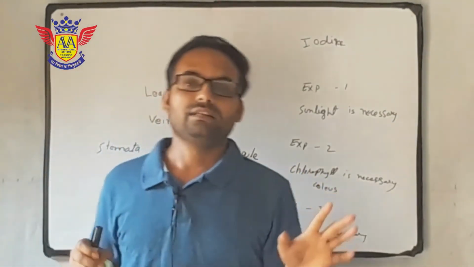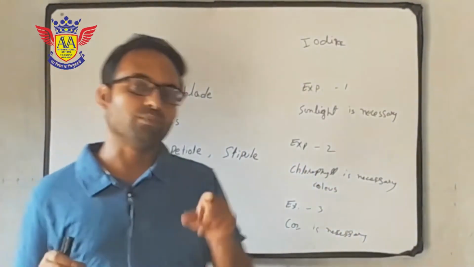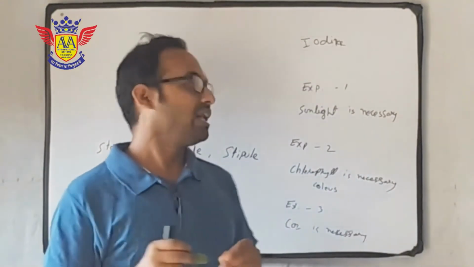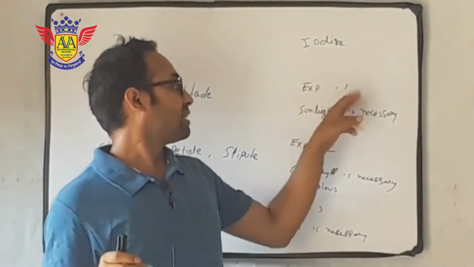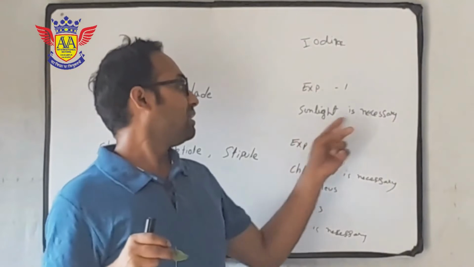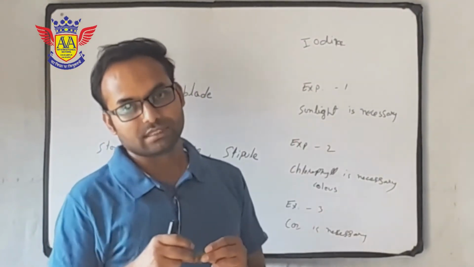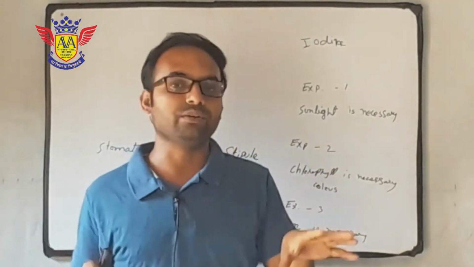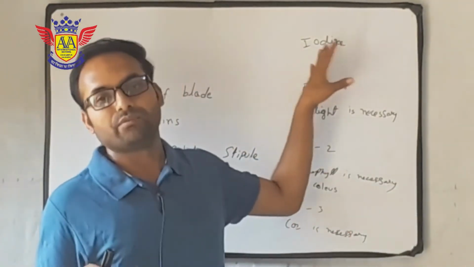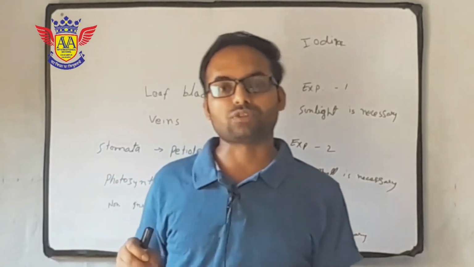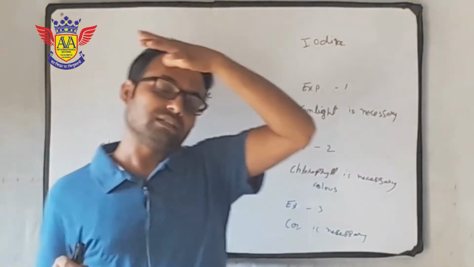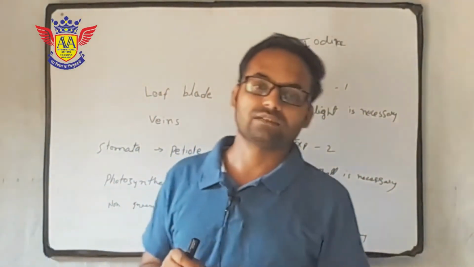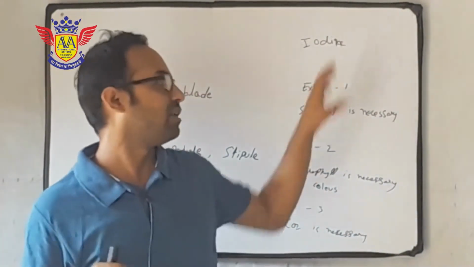After that, there are 3 experiments in your book. One by one we will have a look at them. The first experiment was that sunlight is necessary for photosynthesis. Before describing this, I need to explain iodine. What is iodine? Iodine is a solution. It is actually not a solution. We make this solution with the help of solid iodine and water.